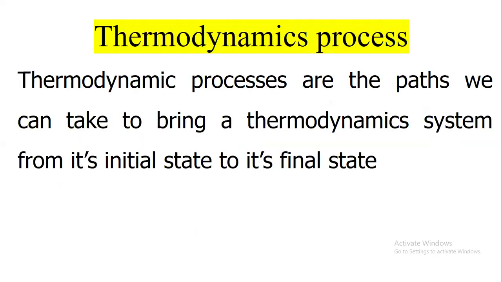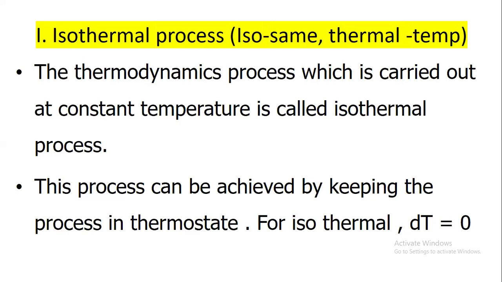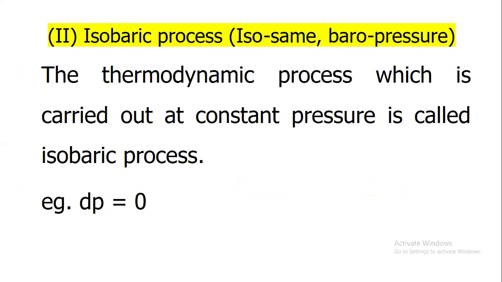Thermodynamic processes are the paths we can take to bring our thermodynamic system from its initial state to final state. Isothermal process: iso means same, thermal means temperature. The thermodynamic process which is carried out at constant temperature is called an isothermal process. This process can be achieved by keeping the system in a thermostat. For isothermal, dT equal to 0.